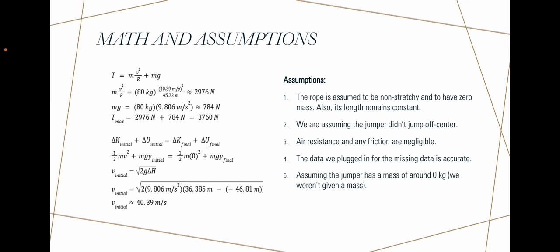Assumptions. The rope is assumed to be non-stretchy and to have zero mass, and also its length remains constant. We're assuming the jumper didn't jump off center, and that any air resistance or friction is negligible. We're assuming that the data I plugged in for the missing data is accurate, and we're assuming the jumper has a mass of around 80 kilograms since we weren't given a mass. And then to the left is how I calculated the tension force and the velocity of the jumper.